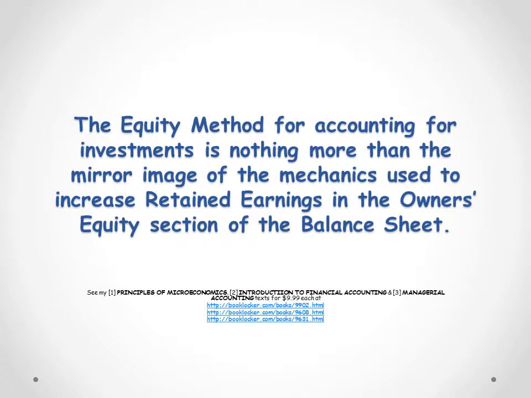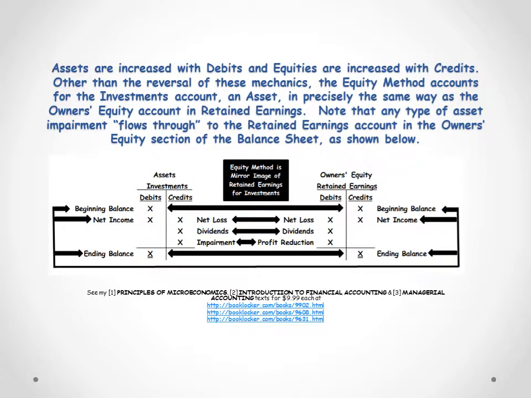So, the equity method for accounting for investments is nothing more than a mirror image of the mechanics used to increase retained earnings in the owner's equity section of the balance sheet. And there it is. This is the PowerPoint page that you want to print out, or you want to snip. And if you understand one, it's a very simple matter and a very small step to understand the other.